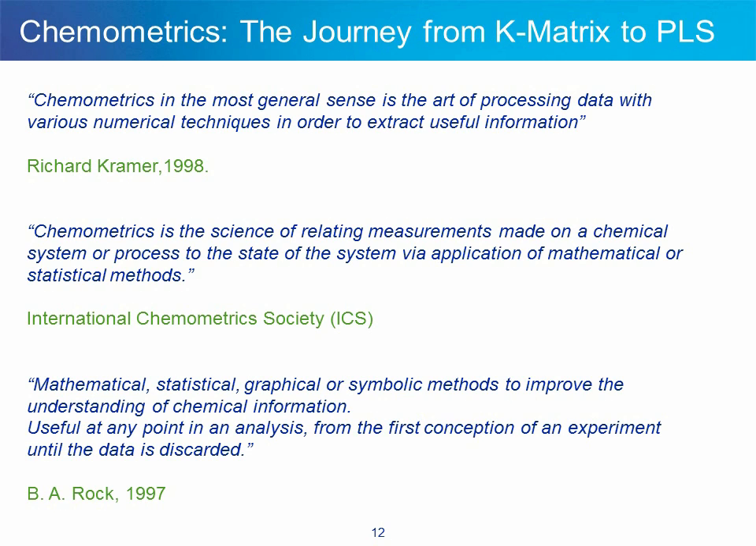Chemometrics, in the most general sense, is the art of processing data with various numerical techniques in order to extract useful information, according to Richard Kramer. Or, chemometrics is the science of relating measurements made on a chemical system or process to the state of the system via application of mathematical or statistical methods, according to the International Chemometrics Society.